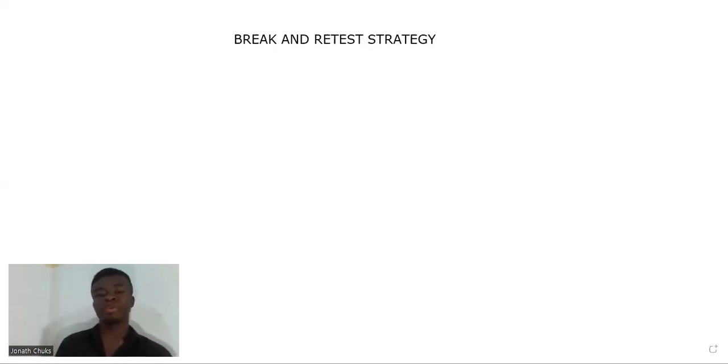So this particular setup, break and retest, is very nice, and it makes a trend a high probability trade. So whenever you are placing a trade using the break and retest strategy, we are sure that this will be a nice trade. Although there's no setup that is 100% sure. No matter your strategy, sometimes you're going to hit your stop loss. That is just the thing.